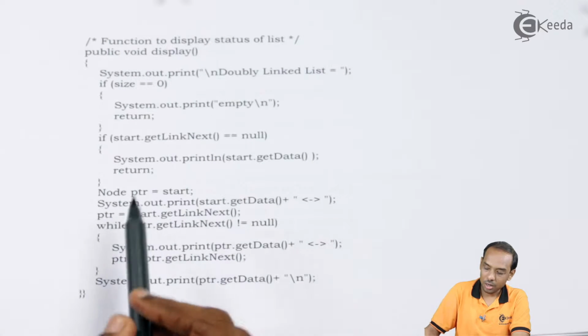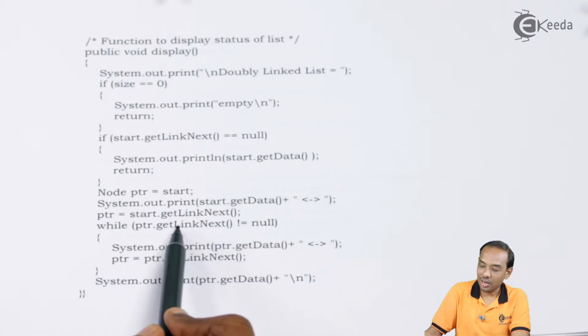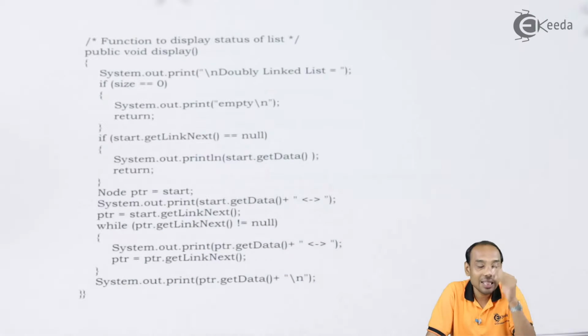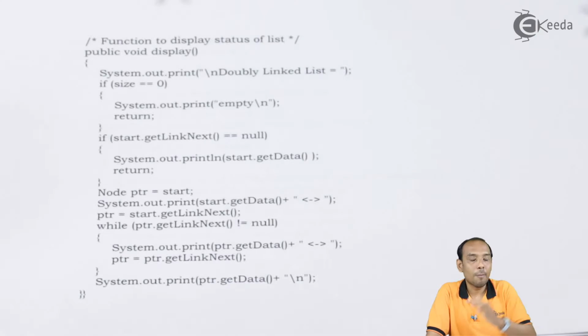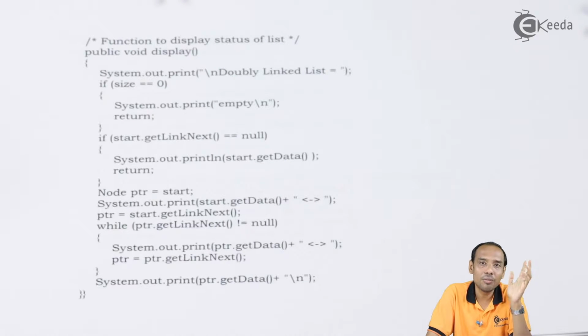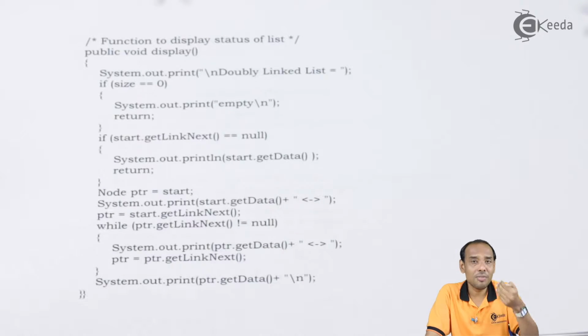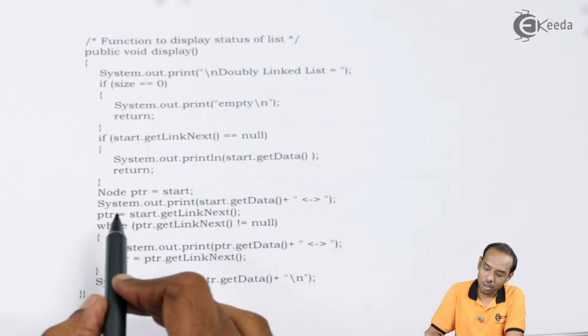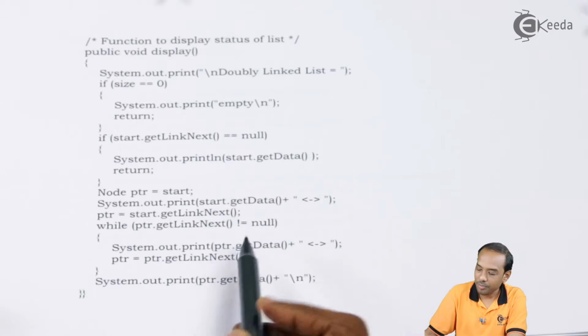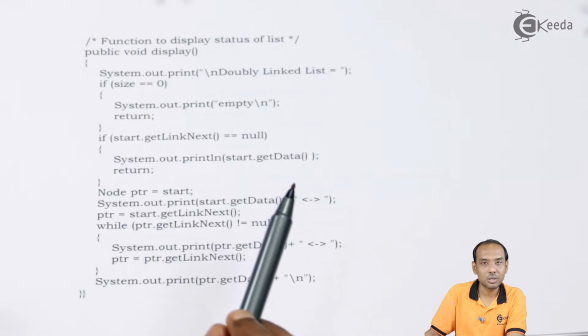After that, while ptr dot get link next is not equal to null, it means that there are some more values present. Whenever we get the value ptr dot next or some object dot next equal to null, it means there is the end of the linked list. So we are going to traverse the linked list till we get the null. So I am going to write while ptr dot get link next is not equal to null, then we are going to print the objects.